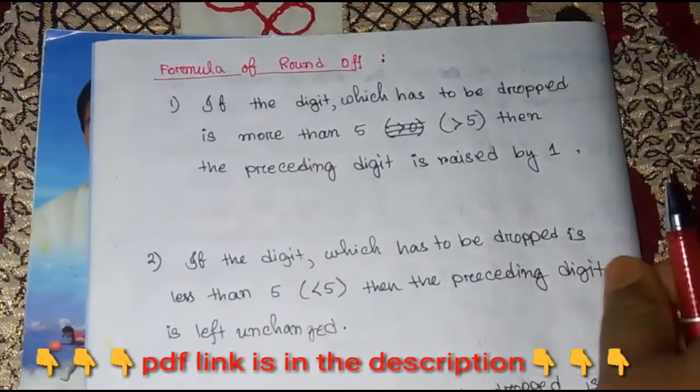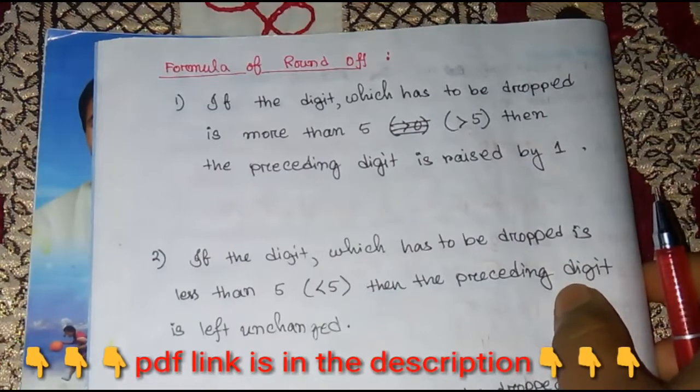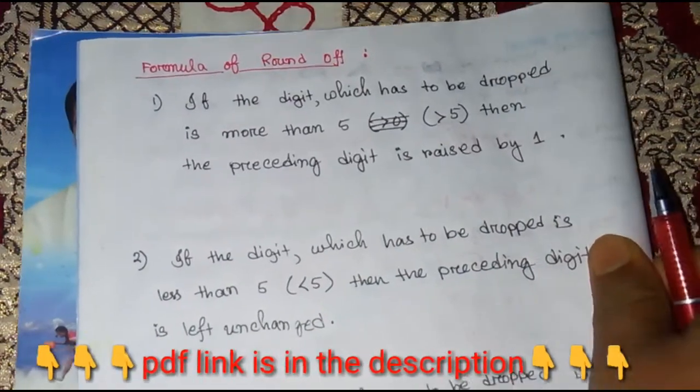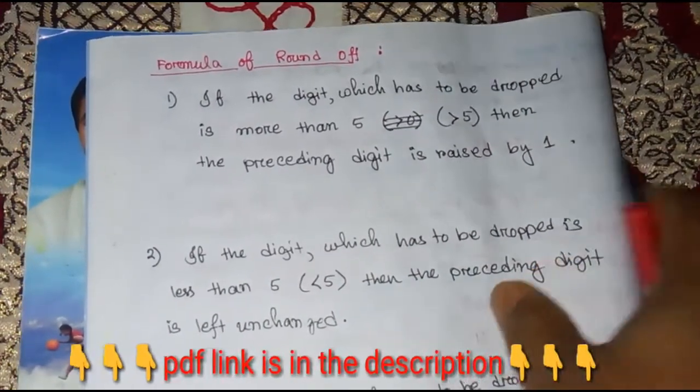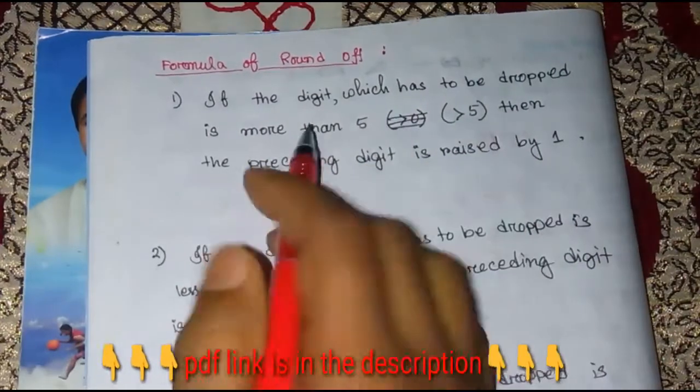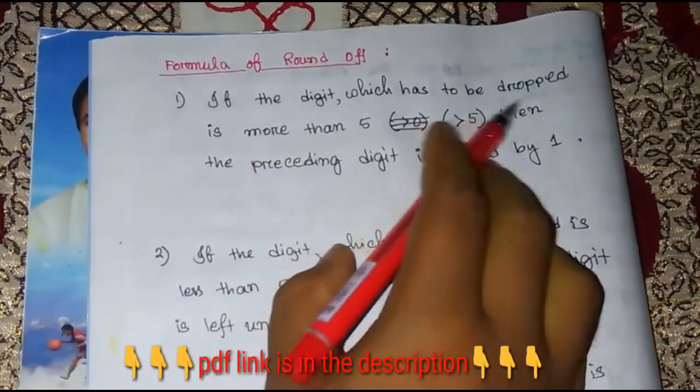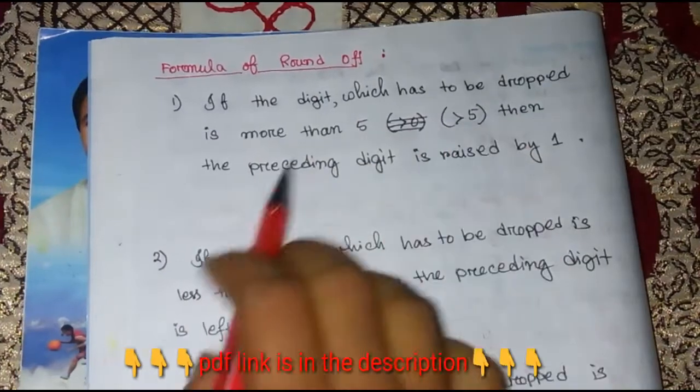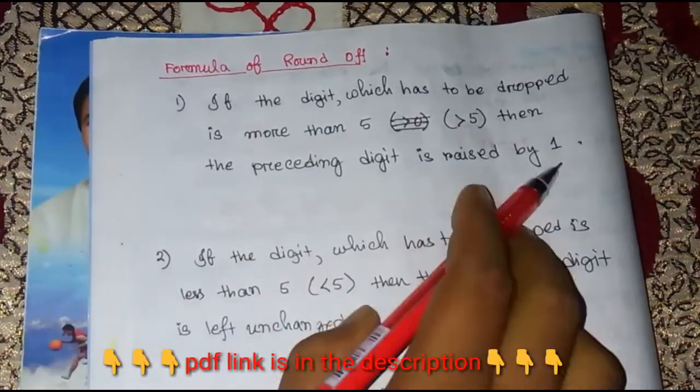Let's talk about the formulas of round off. So you all know, I think, what the formula of round off is, but here something is special. Let's see the first formula: if the digit which has to be dropped is more than 5, then the preceding digit is raised by 1.